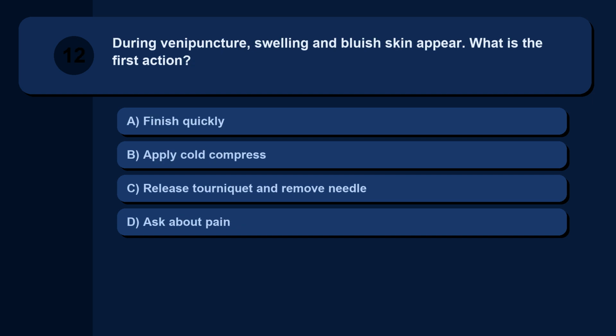Question 12. During venipuncture, swelling and bluish skin appear. What is the first action? Finish quickly. Apply cold compress. Release tourniquet and remove needle. Ask about pain.